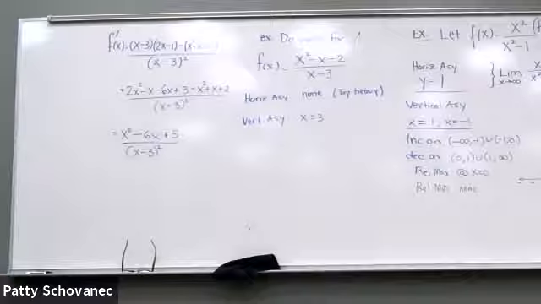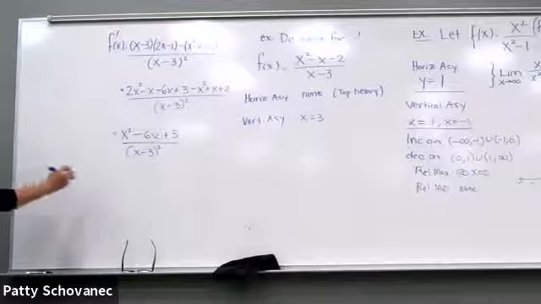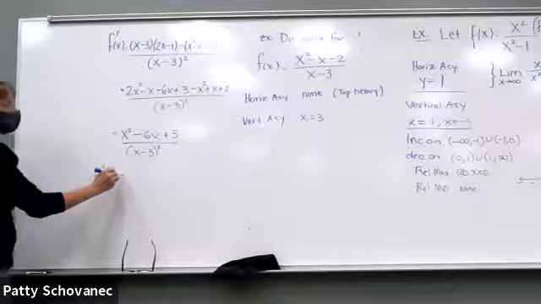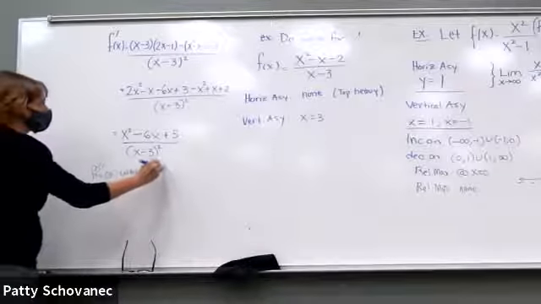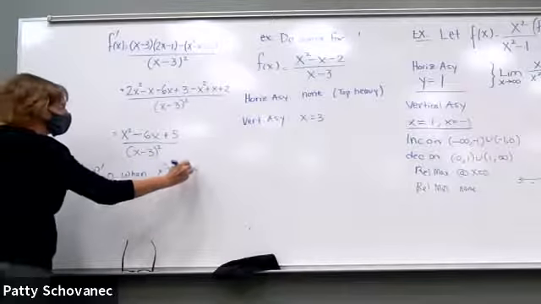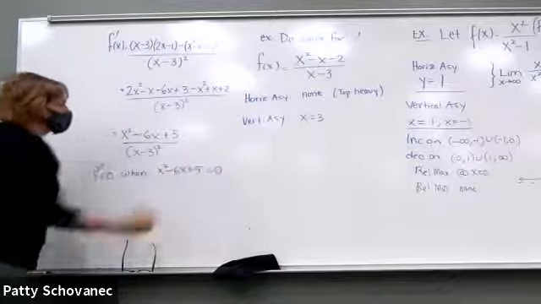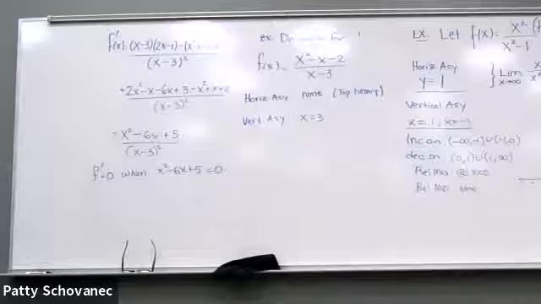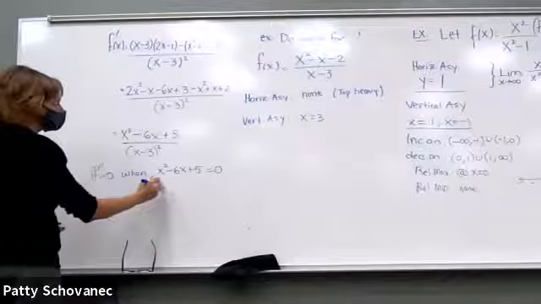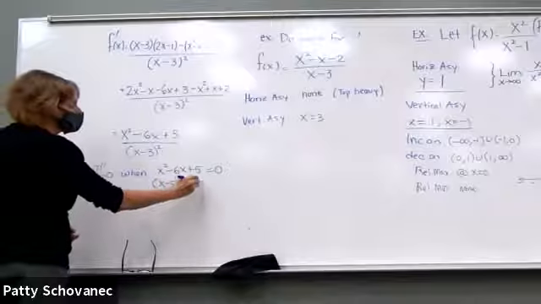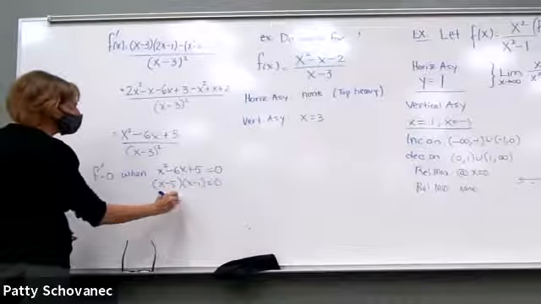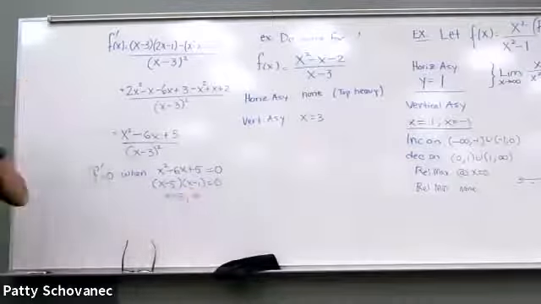So I think we have two critical points because I've got a second degree polynomial on top. The derivative is 0 when the numerator is 0. We got any factors of positive 5 with the same sign that add to negative 6? Minus 5, minus 1. So our two critical numbers are x is 5 and x is 1.